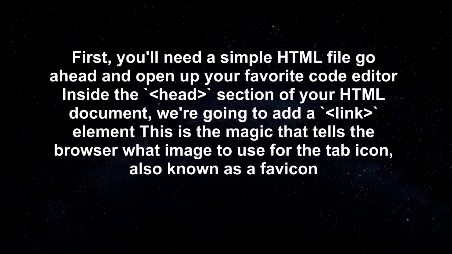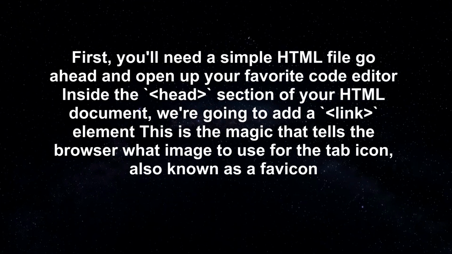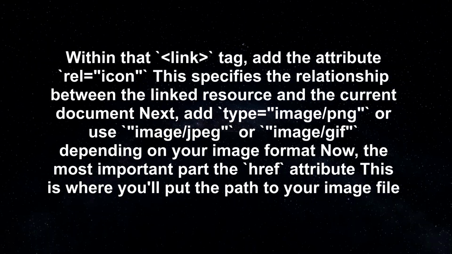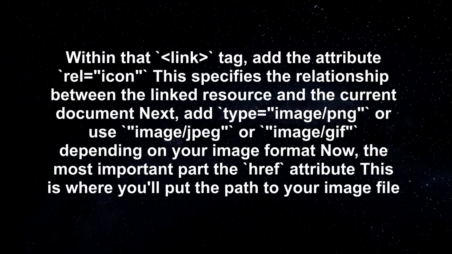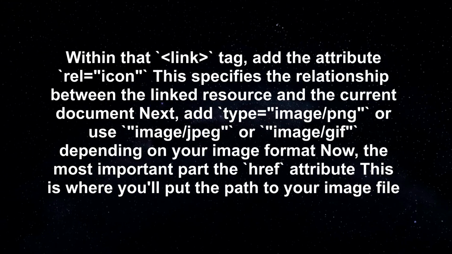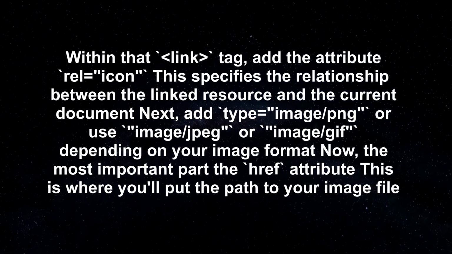This is the magic that tells the browser what image to use for the tab icon, also known as a favicon. Within that link tag, add the attribute rel equals icon. This specifies the relationship between the linked resource and the current document. Next, add type equals image/png, or use image/jpeg or image/gif depending on your image format.